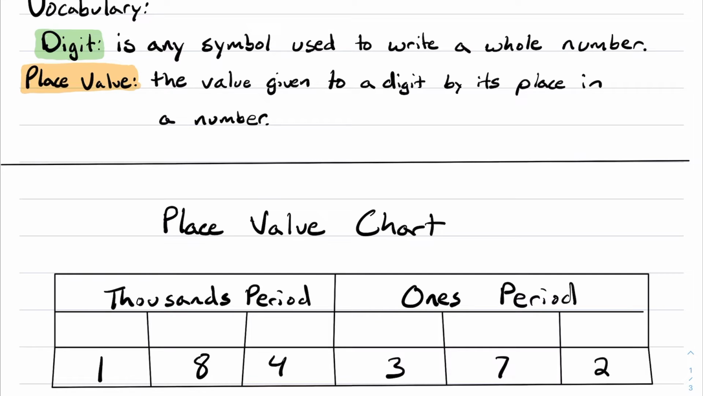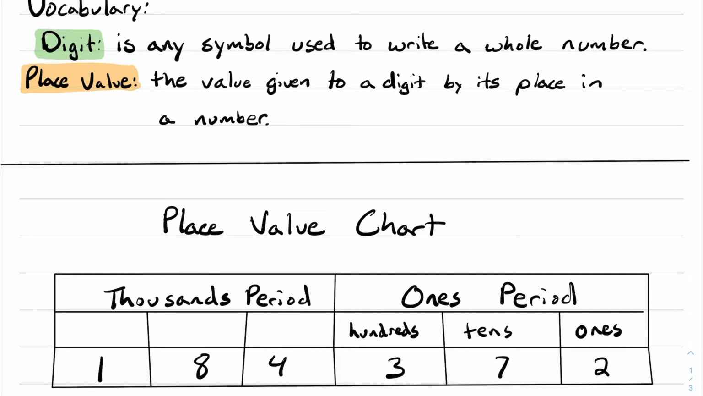The 2 is going to be in the ones place in the ones period. The 7 is going to be in the tens place in the ones period. And the 3 is going to be in the hundreds place in the ones period. And you're going to see that through all the periods.